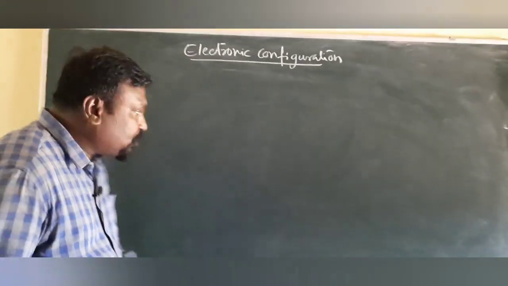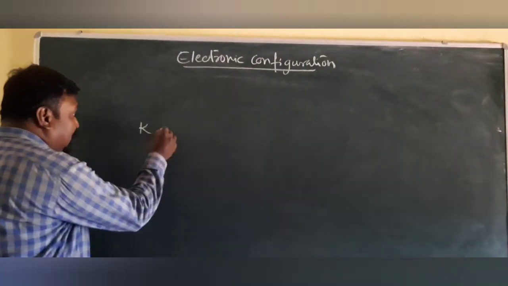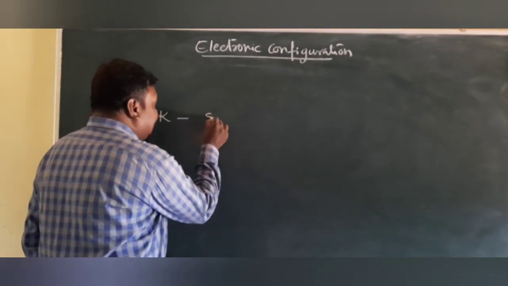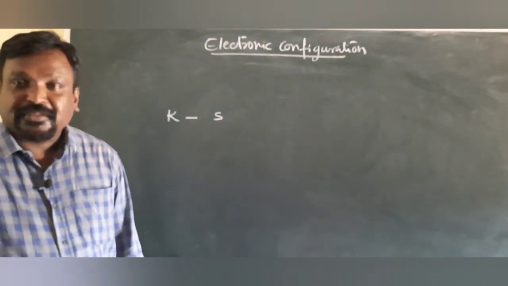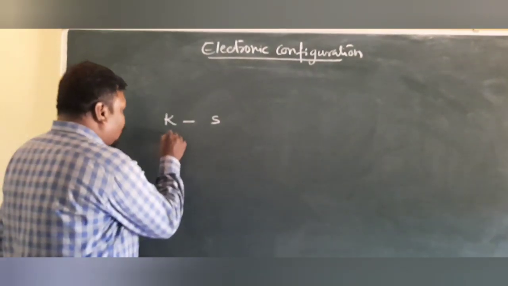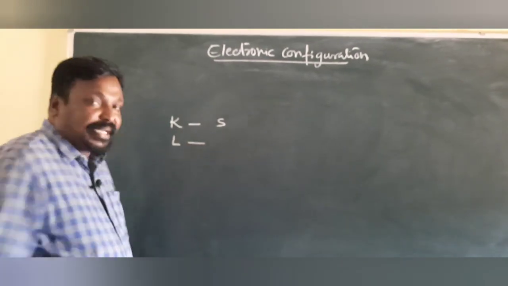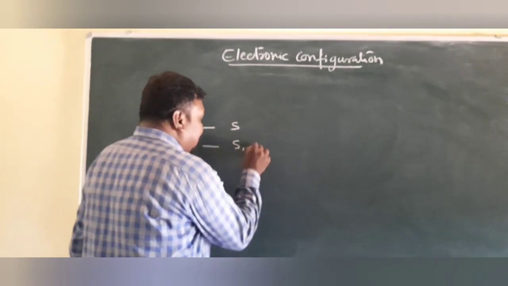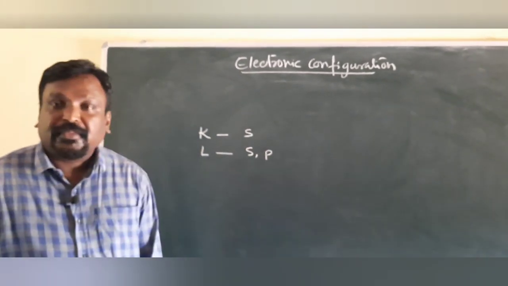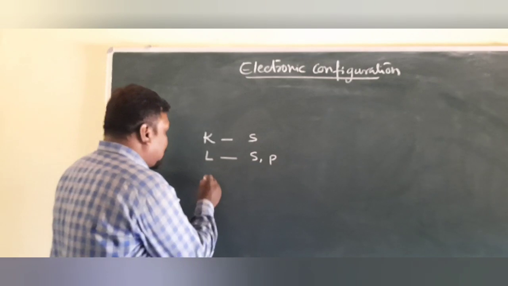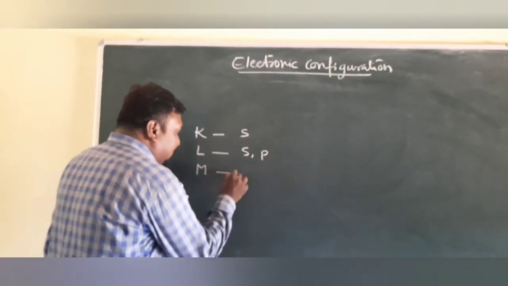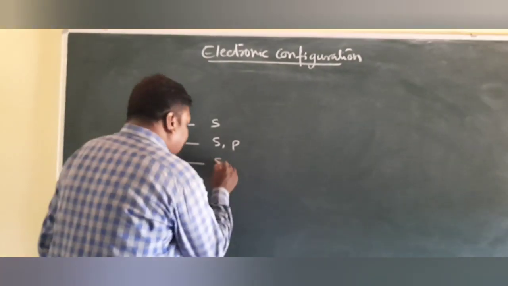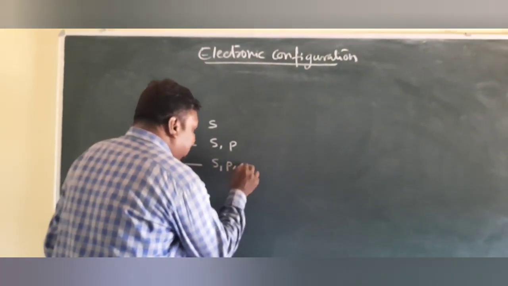Okay, now come to K shell. K shell will have only one subshell, that is S, right? And then if you come to L shell or energy level L, it will have 2 subshells, that is S and P, right? Then come to the third energy level or M shell. It can have 3 subshells, S, P, D.